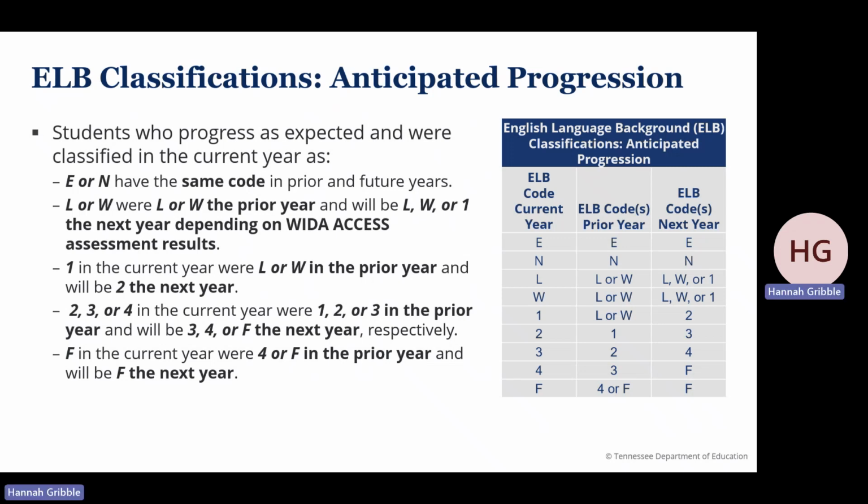Students classified as 1 in the current year were L or W in the prior year and will be 2 the next year. Students classified as 2, 3, or 4 in the current year were 1, 2, or 3 in the prior year and will be 3, 4, or F the next year, respectively. F in the current year were 4 or F in the prior year and will be F the next year.